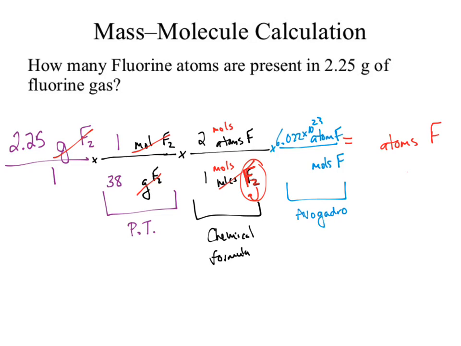Is what? 1 mole. What happens? Moles. Whoops. No, I had that right. Moles of F cancel. Now I can punch it into the calculator. 2.25 times 2 times 6.022 times 10 to the 23rd divided by 38. And we now have our answer.